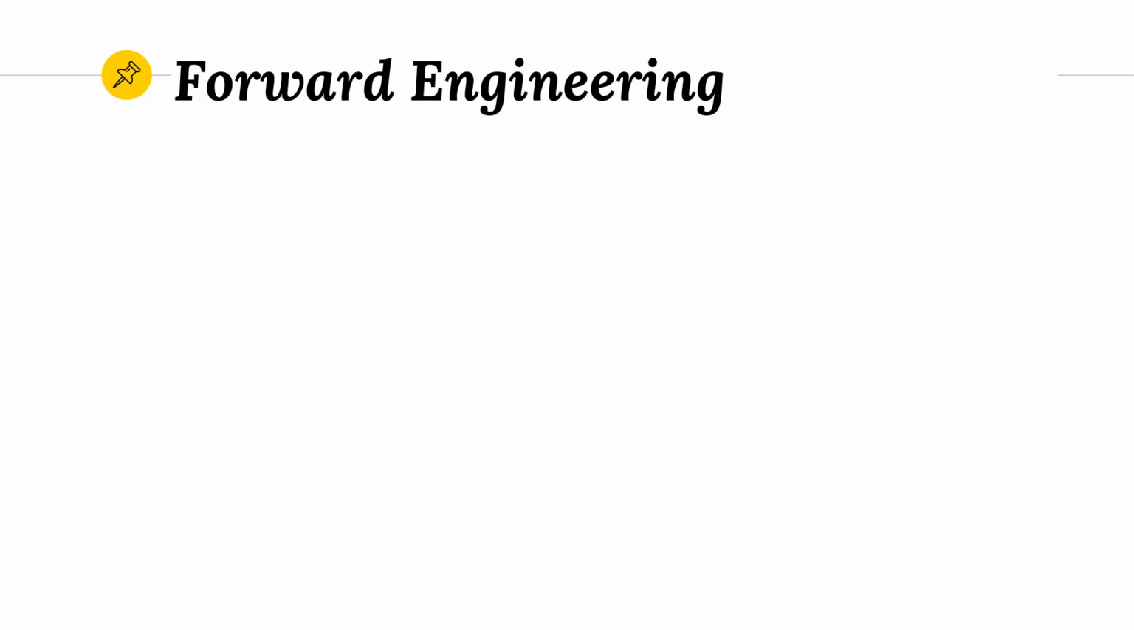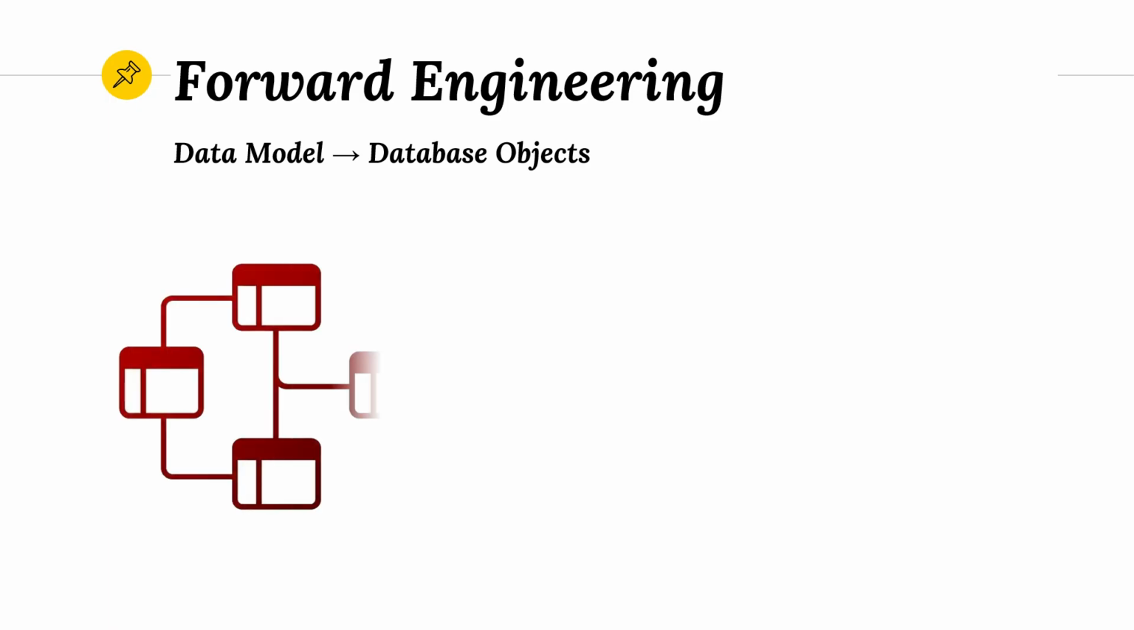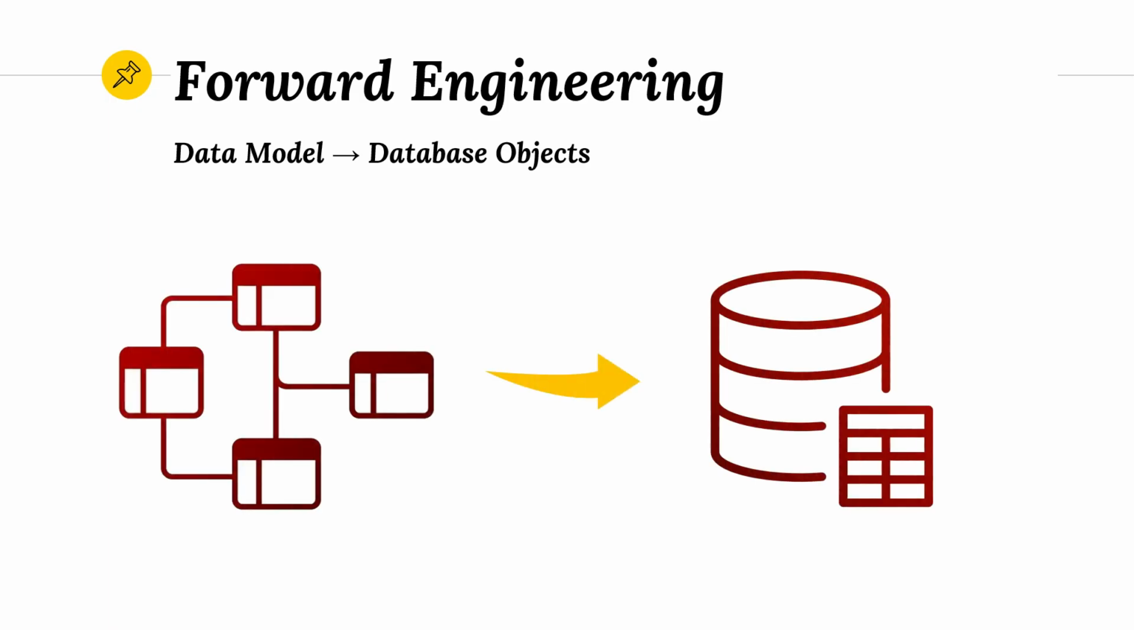Forward engineering is the process of taking a data model or diagram and converting it into actual database objects. In simple terms, you design your data model first and then generate tables, columns, primary keys, foreign keys, and other database objects from that design. This is the most common approach when starting a new project.